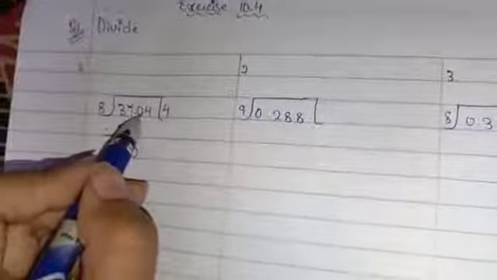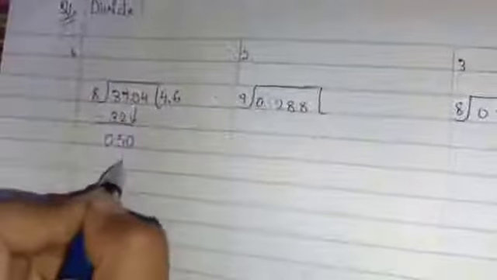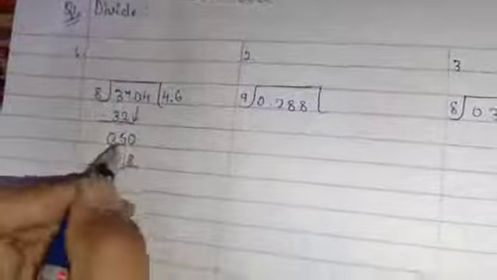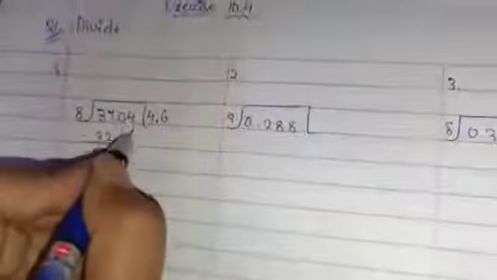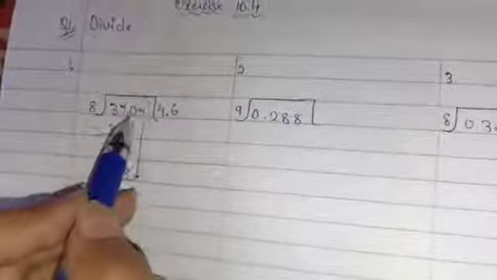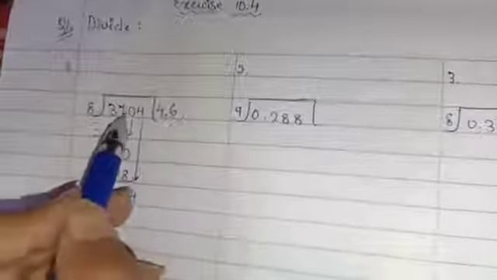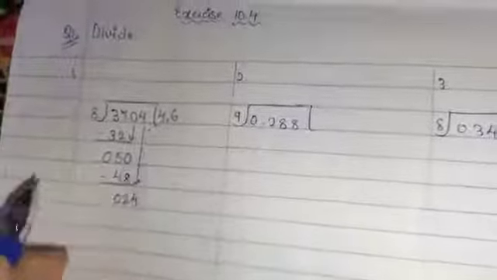Now this 0 belongs to after the decimal, so here I have to put the decimal. Now 50 is there. So 8 6s are 48, I'll take. Now 50 minus 48 will give me 2. Now I'll take this 4 down. Should I put the decimal again here because this 4 also belongs to after the decimal? No, we don't have to put it again. Here one time only we are going to put our decimal.